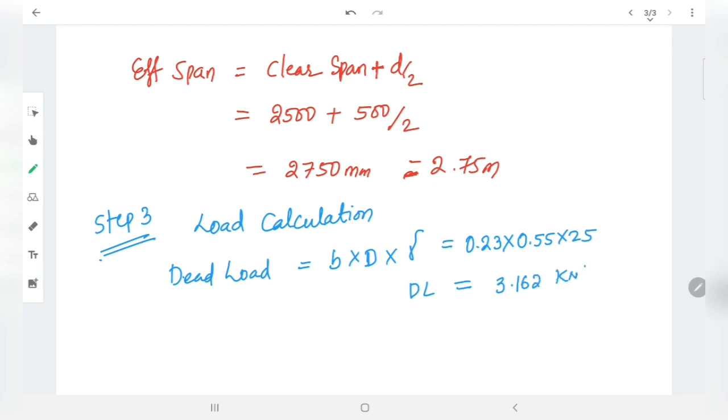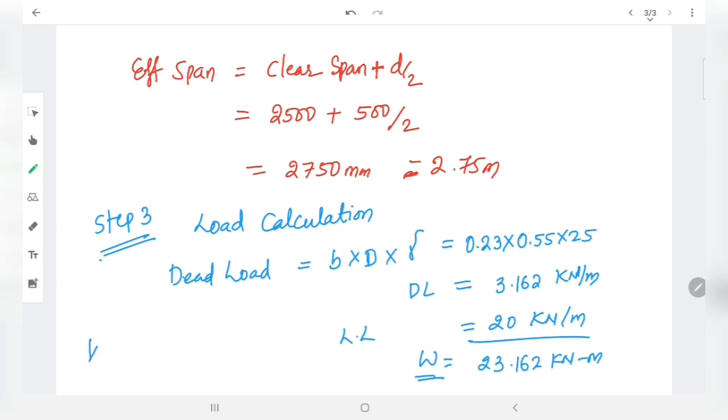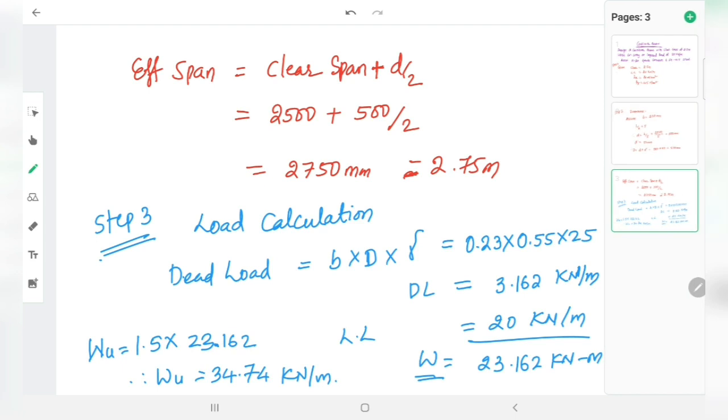So the dead load of the beam is equal to 3.162 kilonewton per meter. This is the dead load which is acting, and the live load is already given, that is equal to 20 kilonewton per meter. Together we got W equal to 23.162 kilonewton per meter. The ultimate load or design load is equal to 1.5 times the working load, that is 1.5 times 23.162. When you calculate this, you will get the factored load or design load equal to 34.74 kilonewton per meter. In this way we will be calculating the load on the beam.